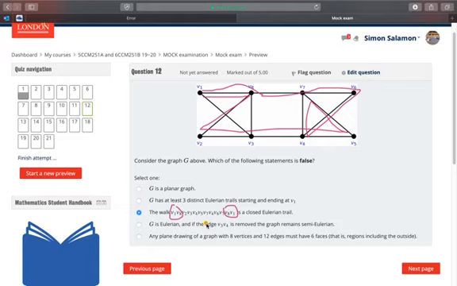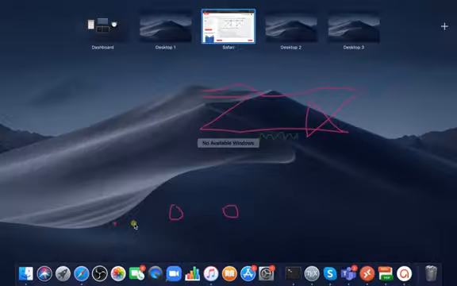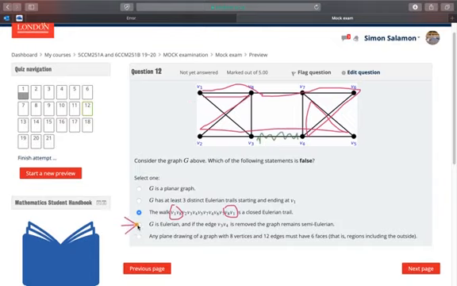If we remove the edge V3, V4, so that's this edge here, what have we done? We've replaced two vertices of degree 4 with two vertices of degree 3, but there will still be a semi-Eulerian trail. So that is actually okay, that's the correct answer. Okay, so this is correct, as it has to be.